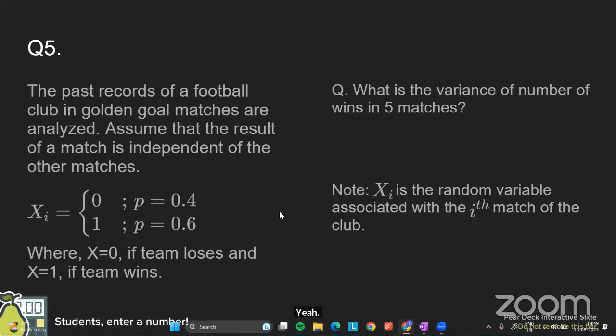I'll give 2 more minutes for solving this question and then we can discuss it.